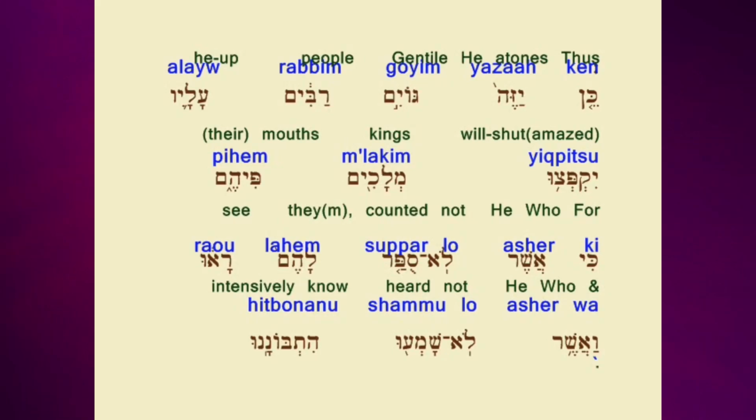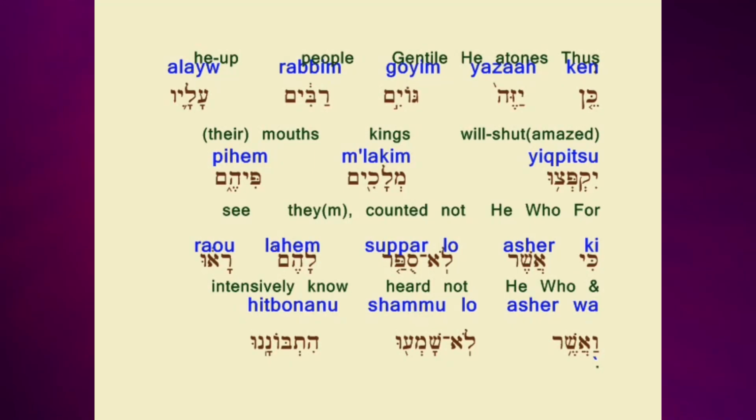Ki asher lo supar, because he who was not accounted to them, lachem, to them, they will see. In Hebrew, you've got to stick the to them in front of the see. He's actually using it that way to stress it. Alright? So good English would say, ki asher lo supar, lachem ra'u. Okay? He who they did not know, because he who they did not know, or he who was not accounted to them, they will see. Because ra'u is in the Qal perfect. It means it's a completed. They will come to have seen him.